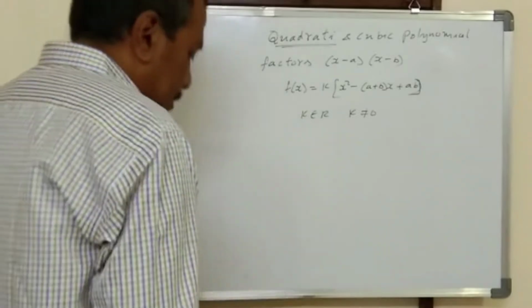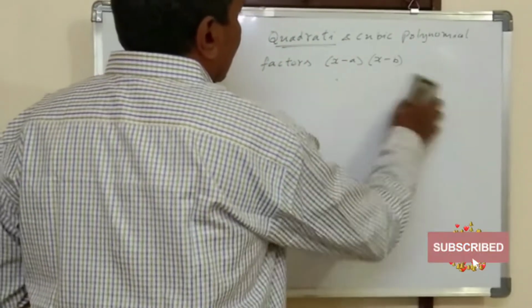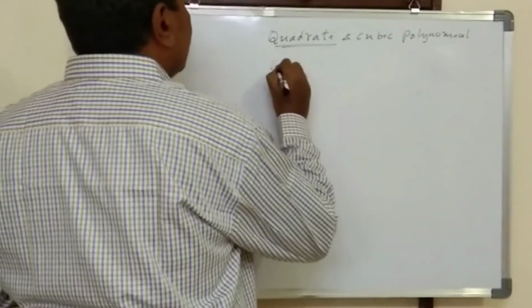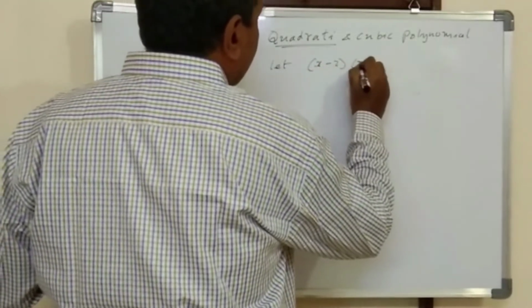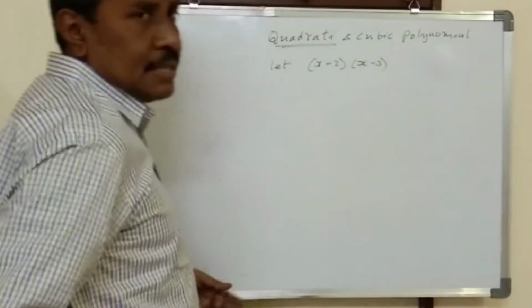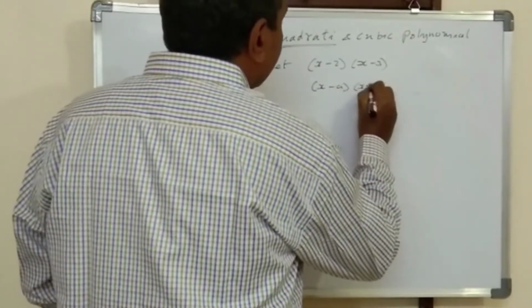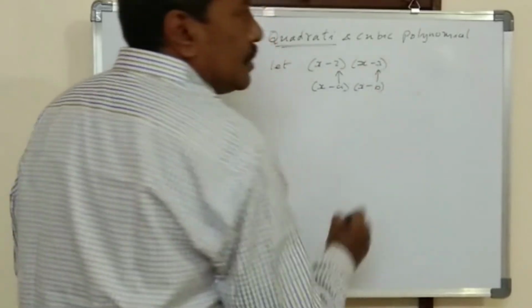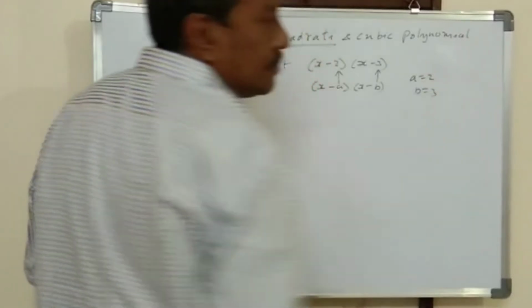Now I will take one example. Let the factors be x minus 2 and x minus 3. Here, x minus a and x minus b: in place of a, 2 is there, and in place of b, 3 is there. So a is equal to 2, b is equal to 3.